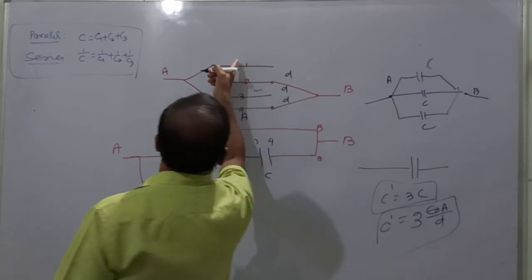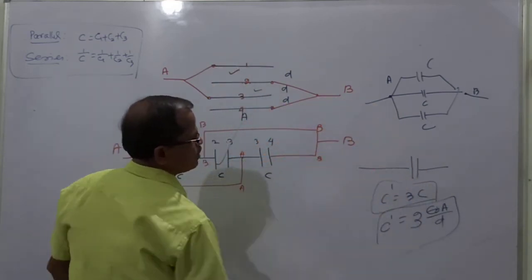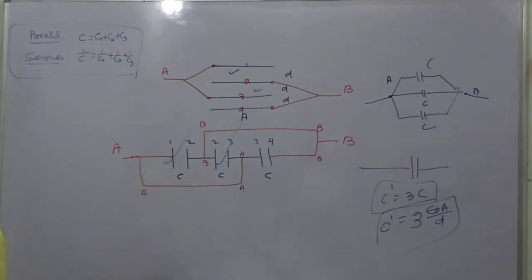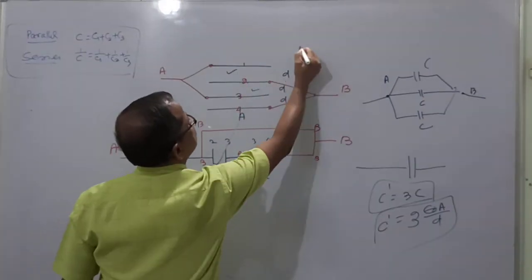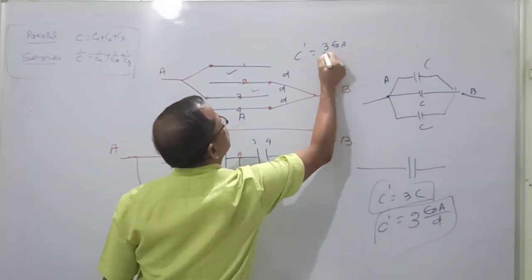If the plates are connected like this, with the extreme terminals like this, what is the answer? 3 epsilon 0 A by D. So the net capacitance C dash is equal to 3 times epsilon 0 A by D.